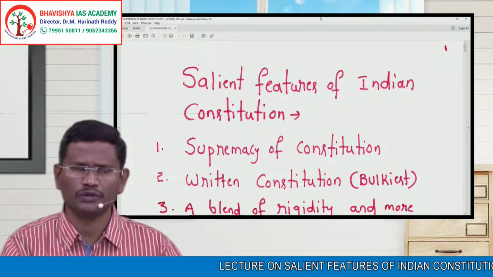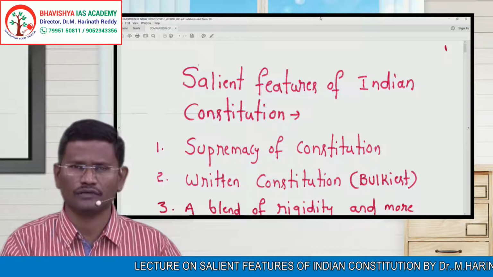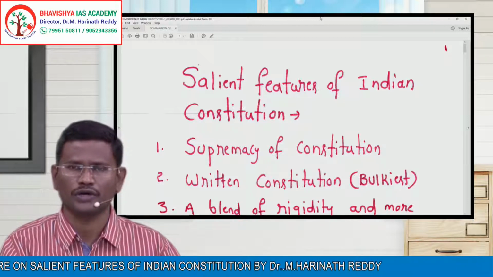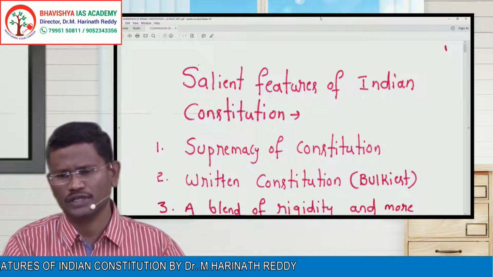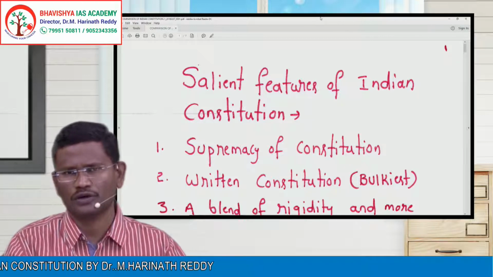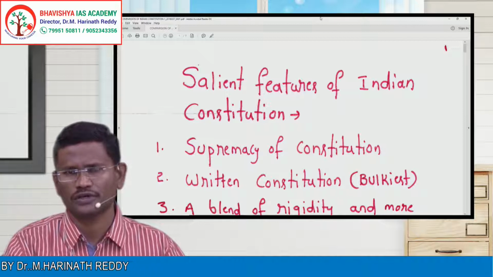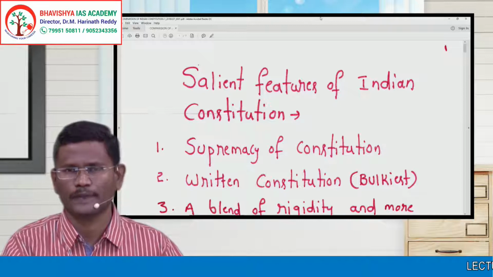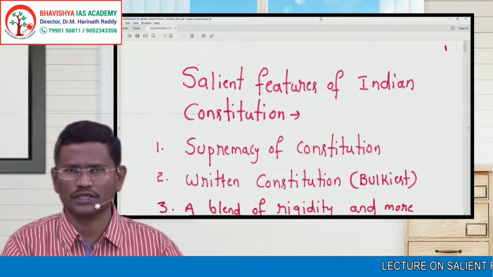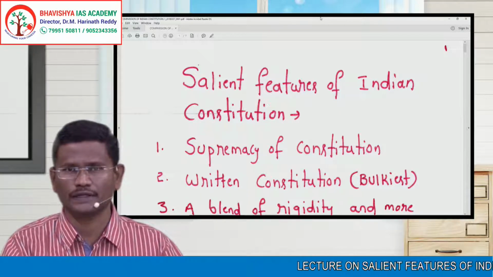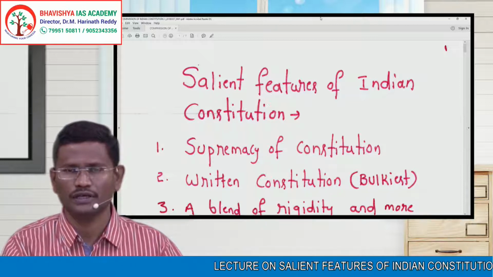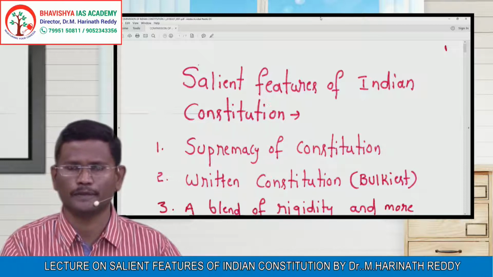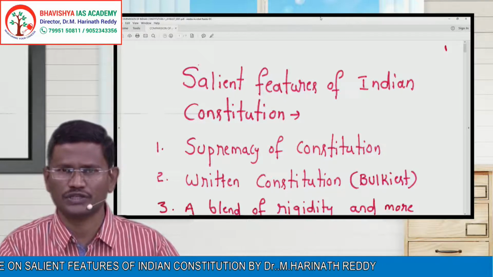So Indian Supreme Court is entrusted with the task of acting as the final interpreter and protector of Indian Constitution. In this respect, Indian Constitution differs from the Constitution of United Kingdom. See, the Constitution of United Kingdom is mostly unwritten. So that's why in United Kingdom, it is not the Constitution which is supreme. It is the British Parliament which is supreme.